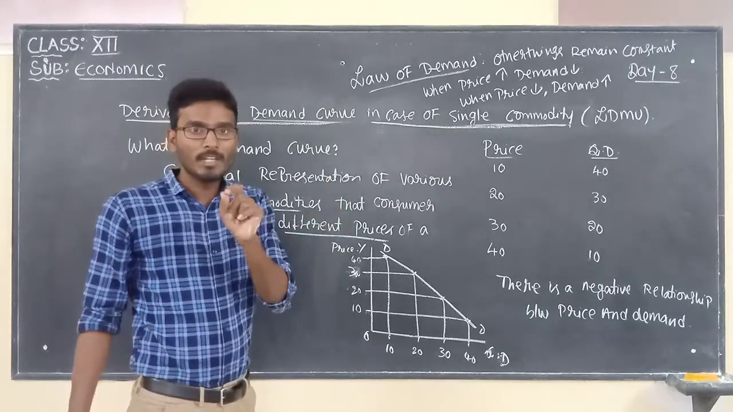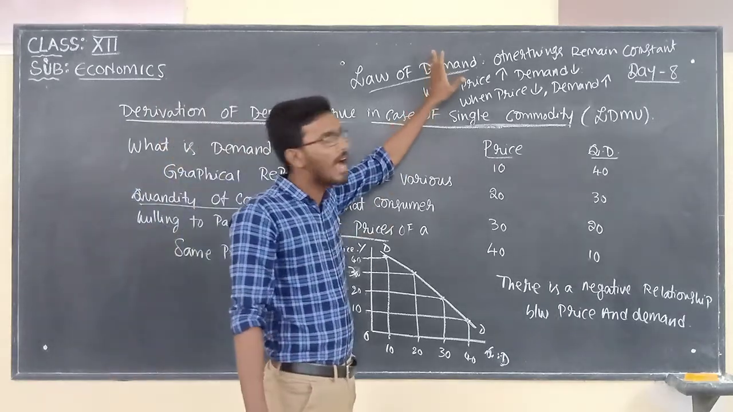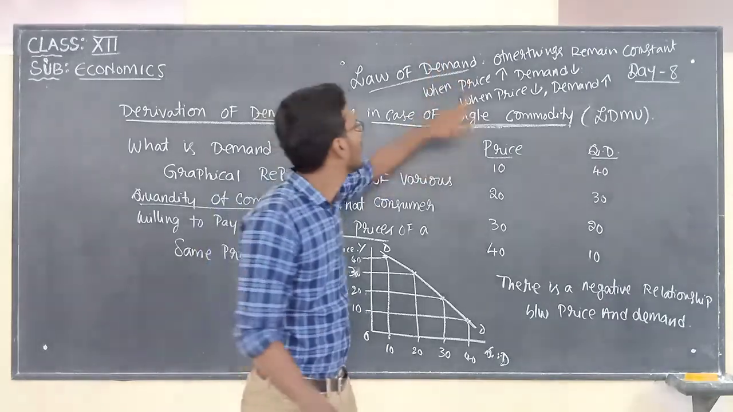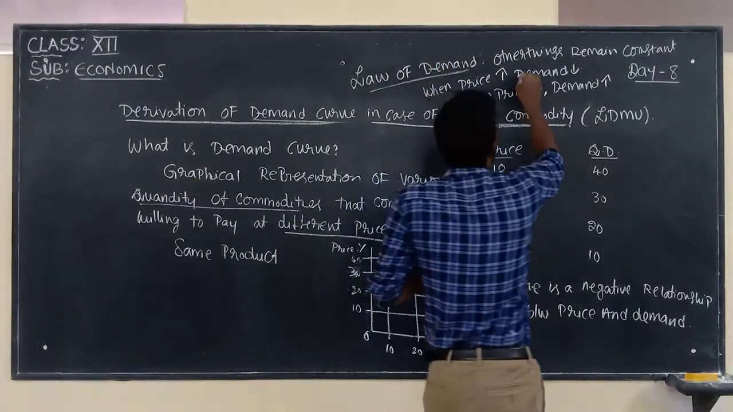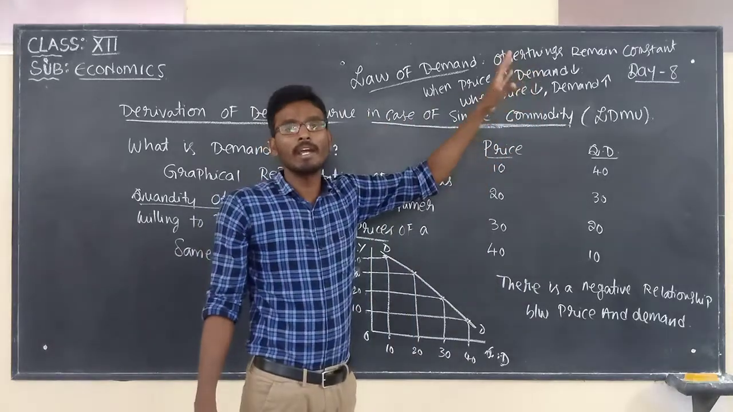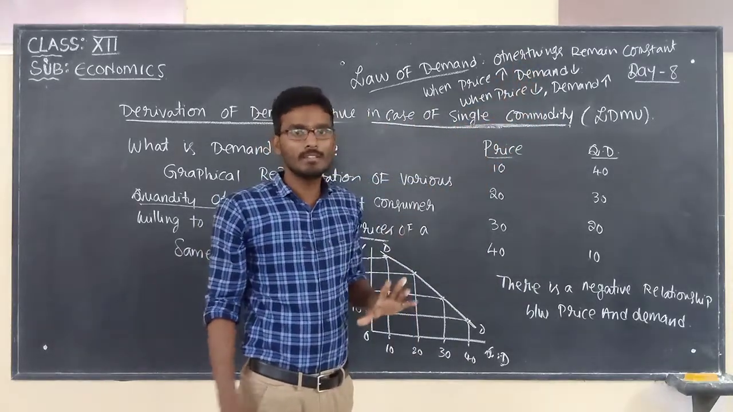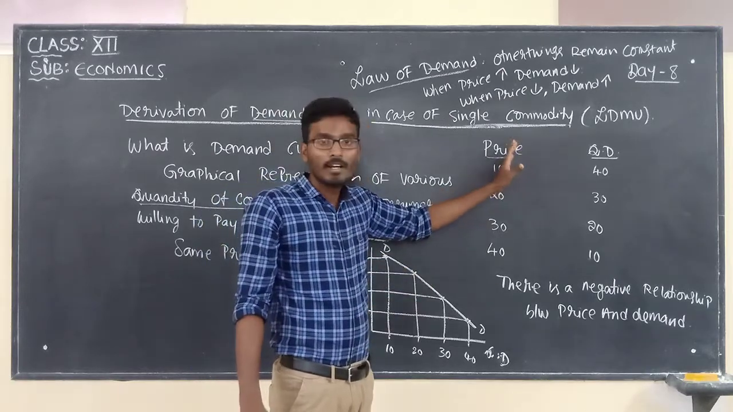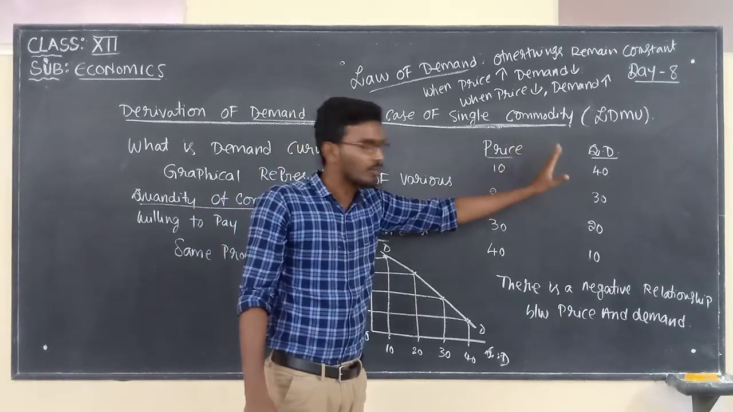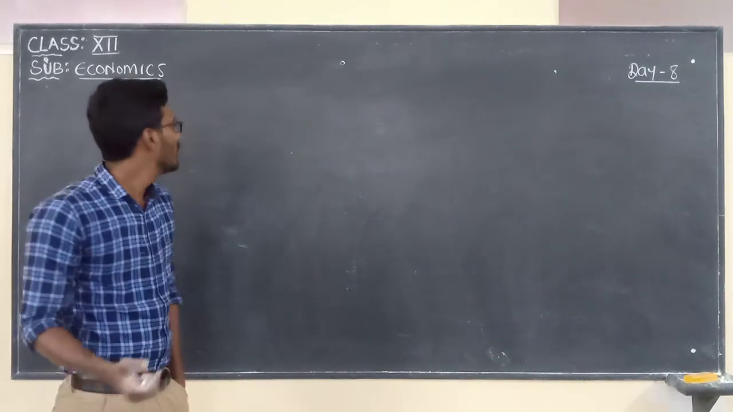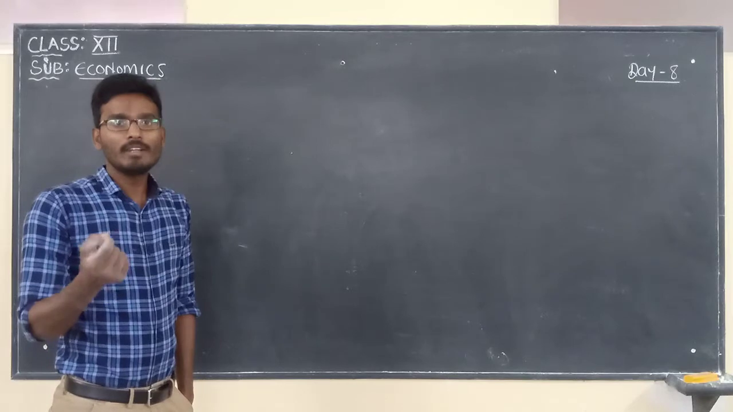Now you must remember the law of demand, which is nothing but, other things remaining constant, when the price increases, demand decreases, and when the price decreases, demand increases. That concept is known as the law of demand. We observe the same thing between price and demand. So now, why is the demand curve negatively sloped?